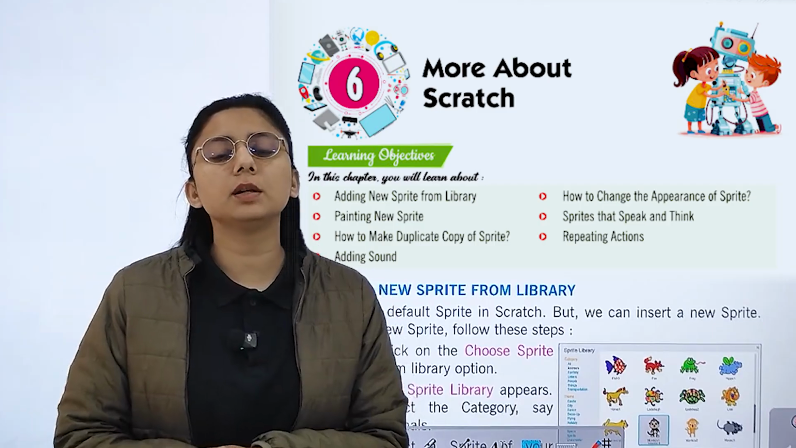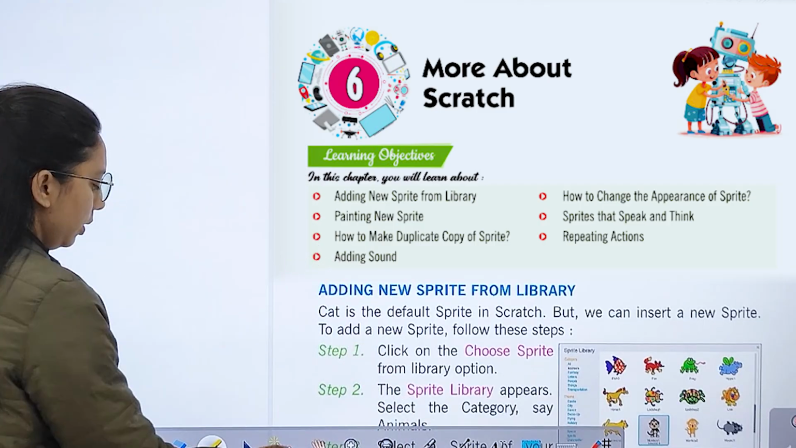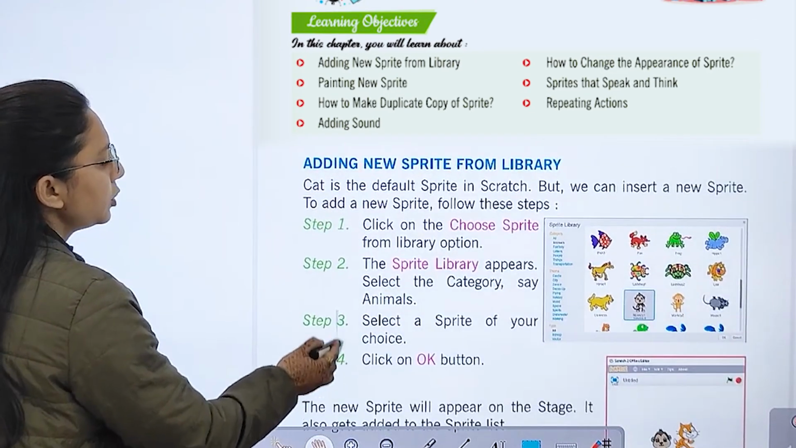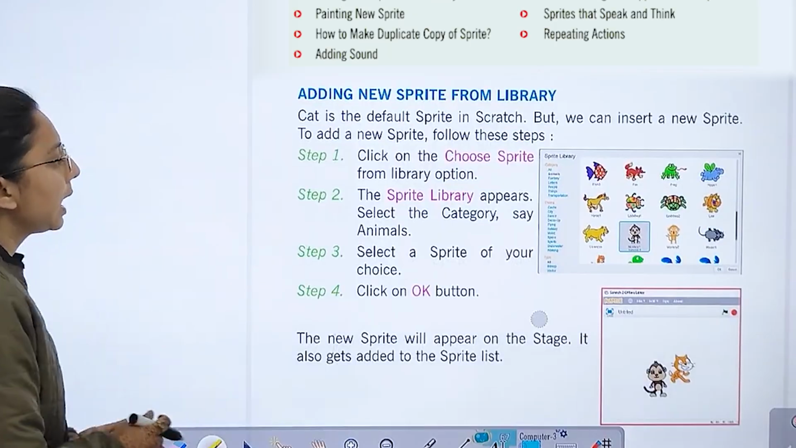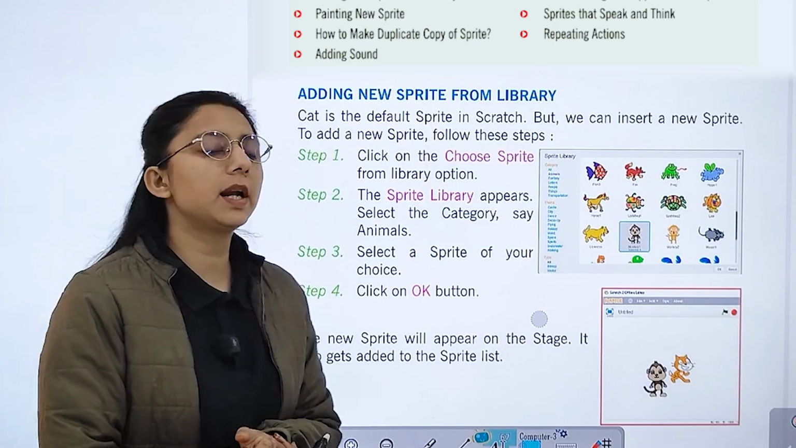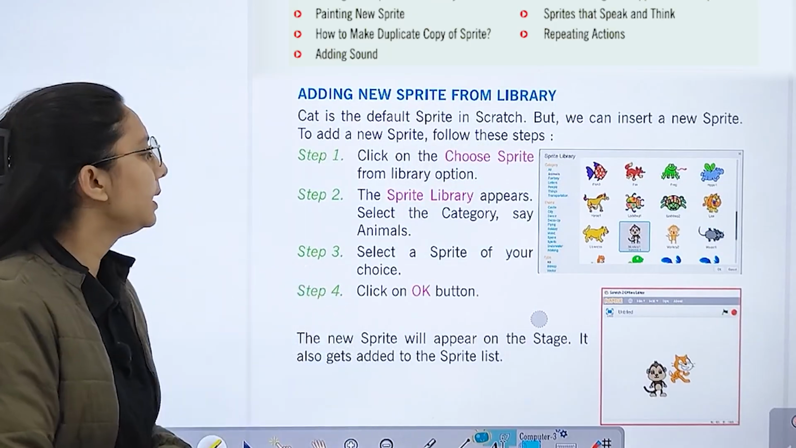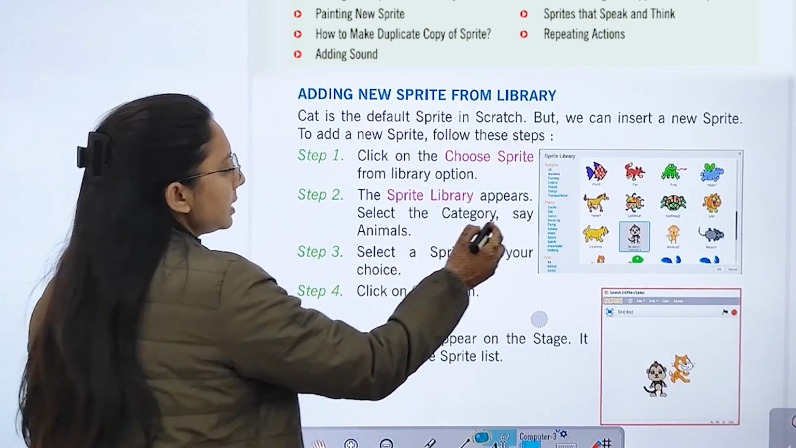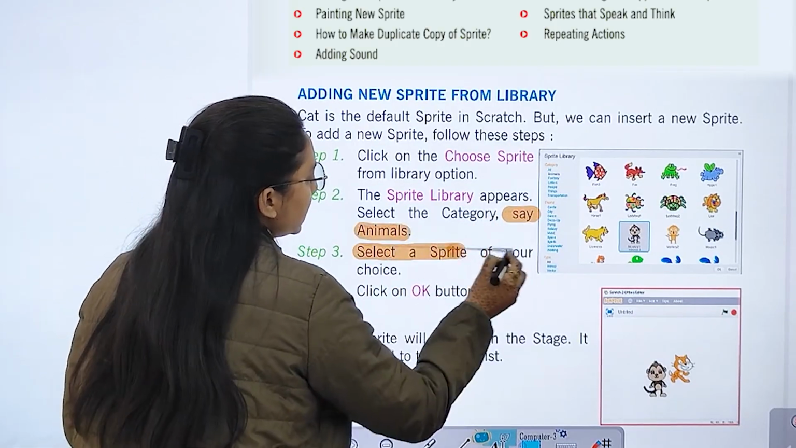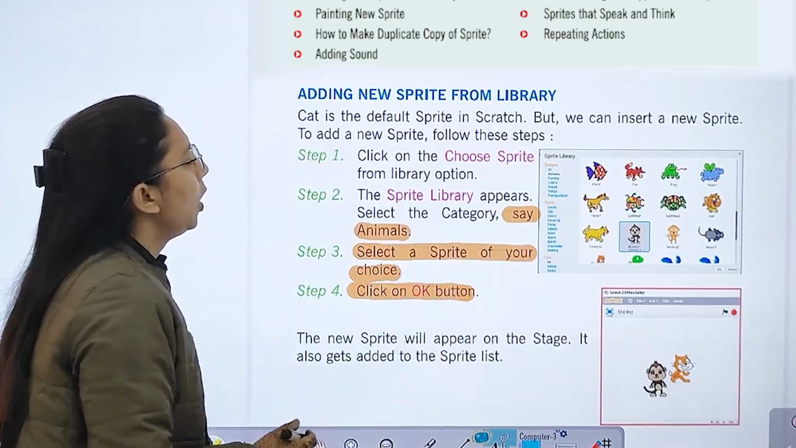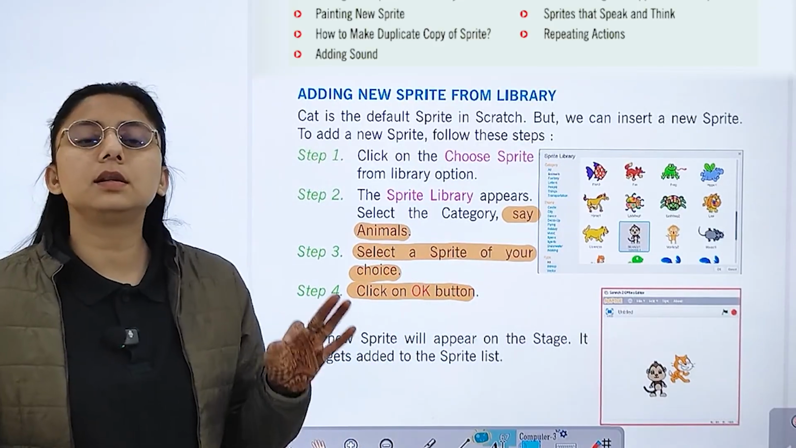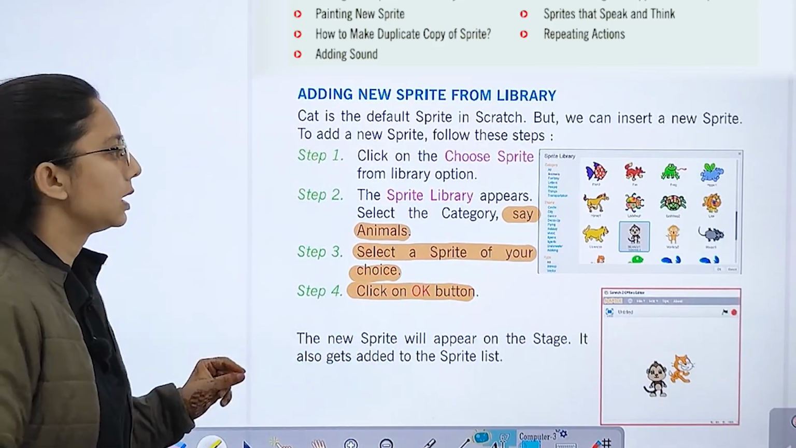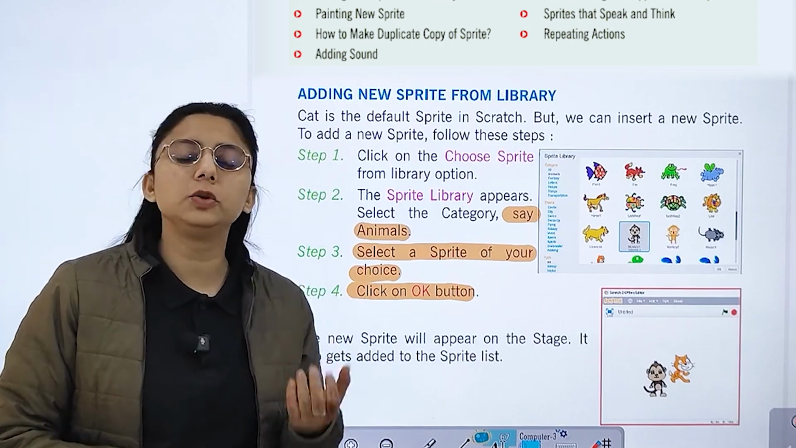Next chapter we will study about Scratch. Now, adding a new sprite from the library. For that, you have to click on the choose sprite from library option, right? The sprite library appears and then you can say animal, select a sprite of your choice and click OK. The cat is the default sprite in your Scratch, but we can also add a new sprite to it.